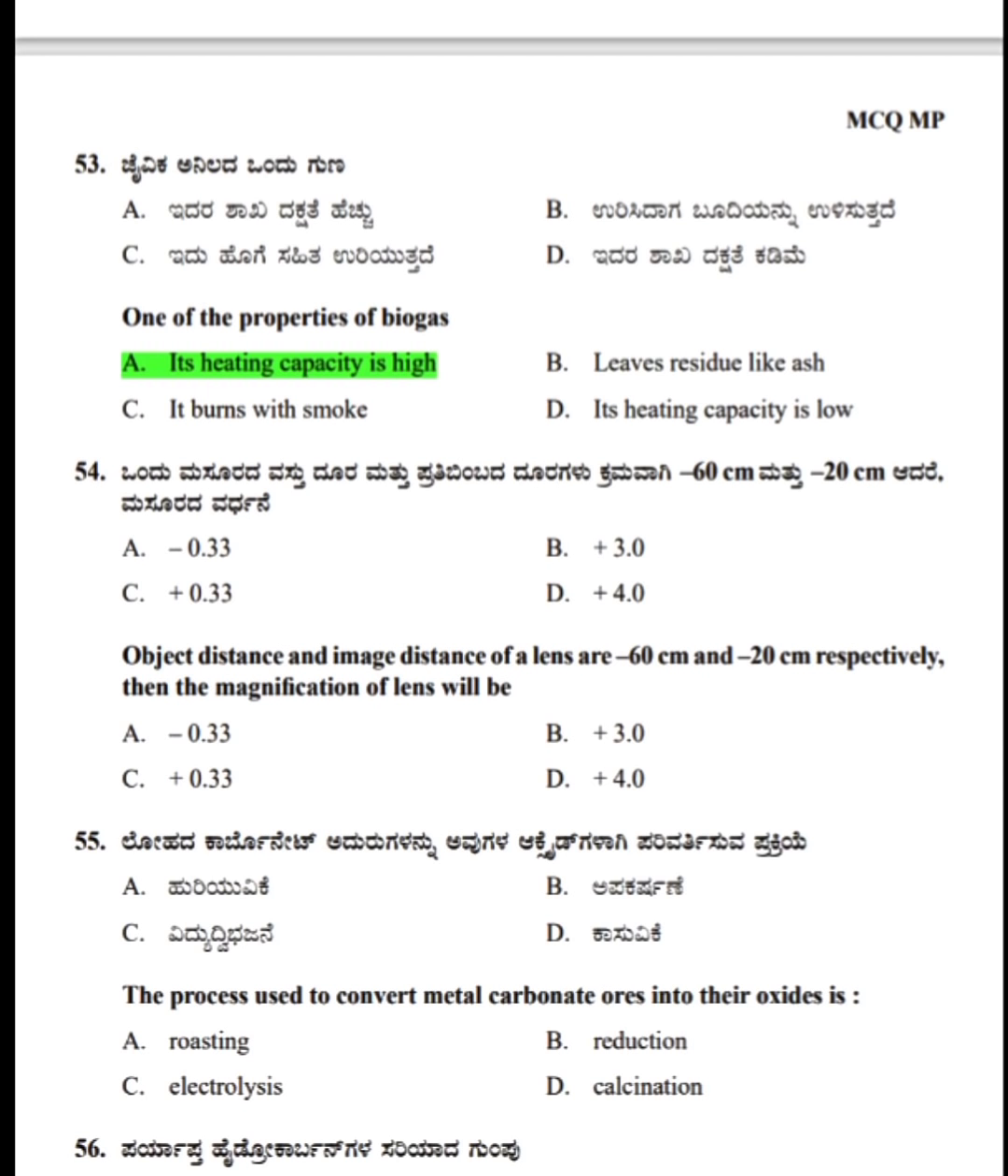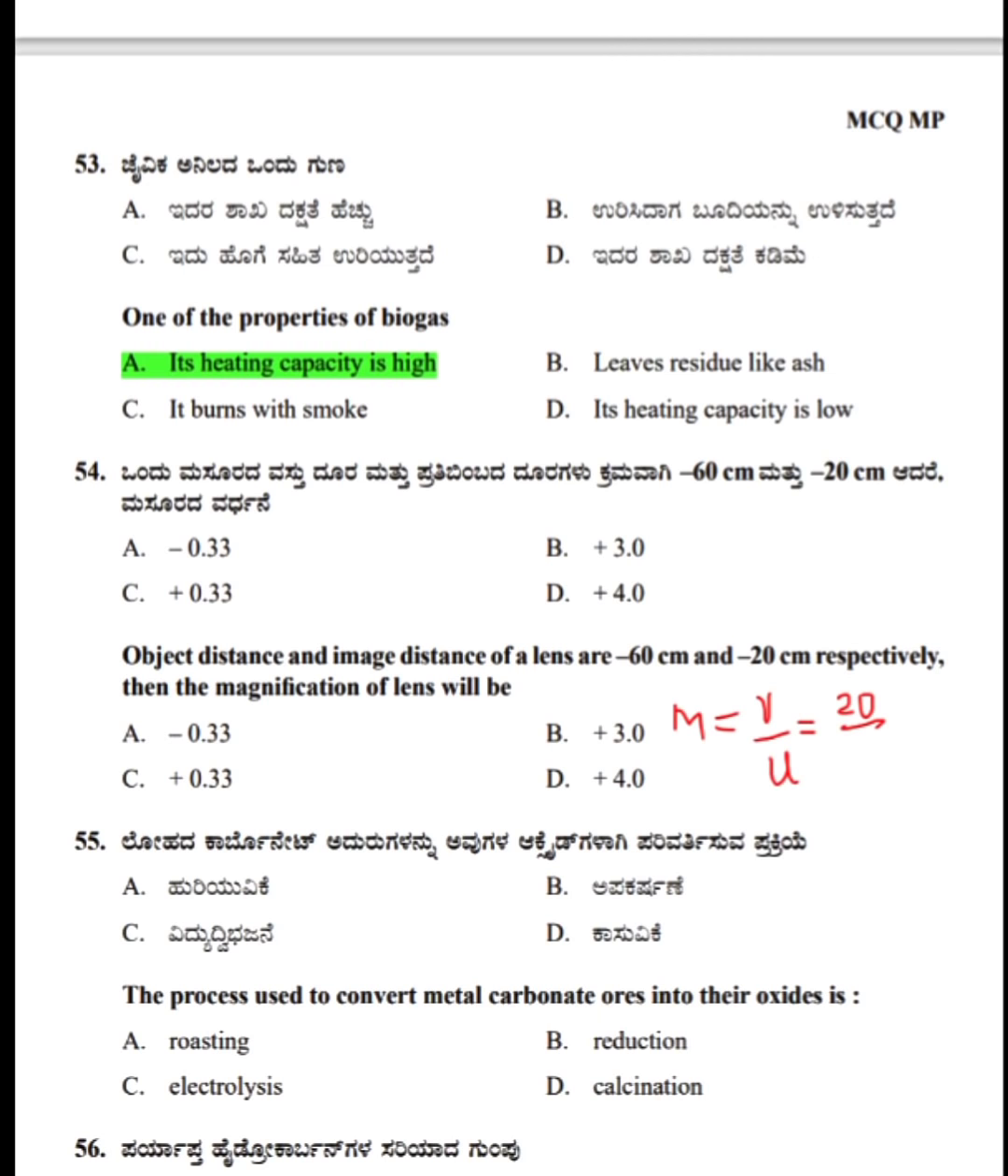Question number 54. Object distance and image distance of a lens are minus 60 centimeter and minus 20 centimeter respectively, then the magnification of the lens will be. Students, we know that magnification is the ratio of image distance to object distance, that is M equals V by U. Image distance is minus 20 and object distance is minus 60. Minus and minus will cancel out. We get 20 divided by 60.